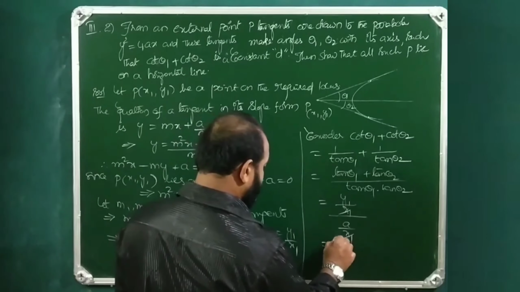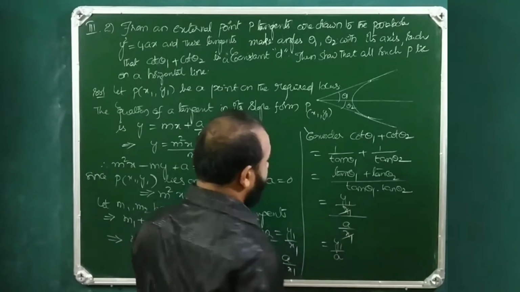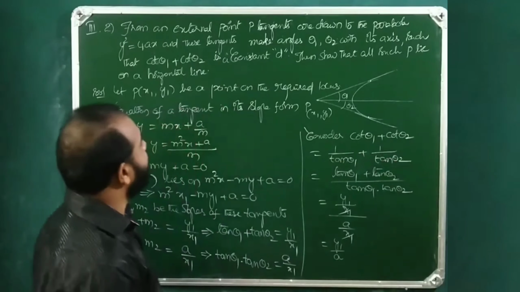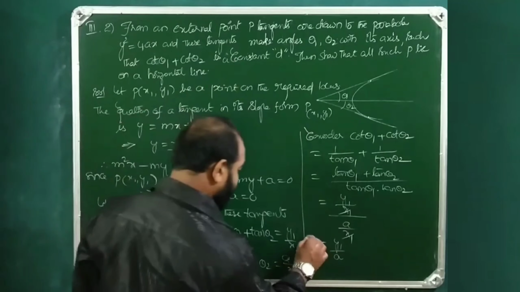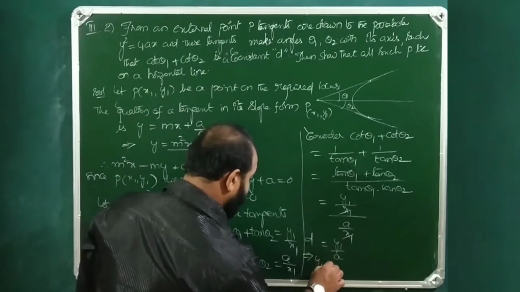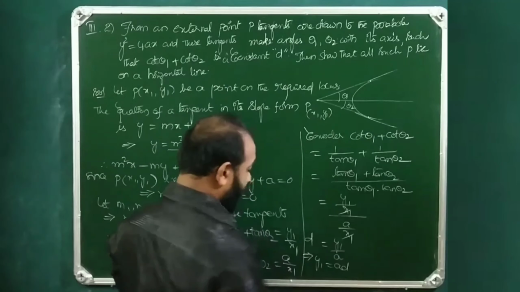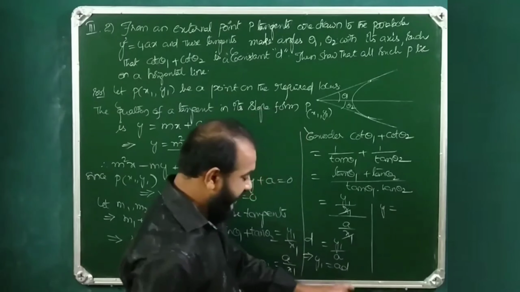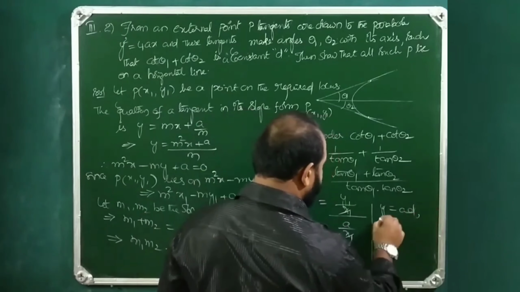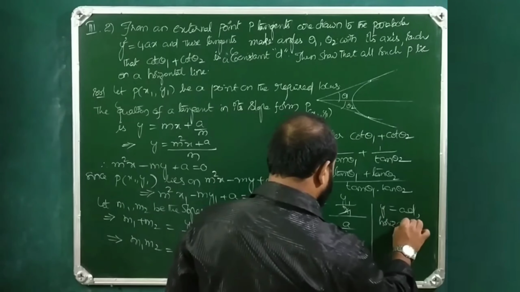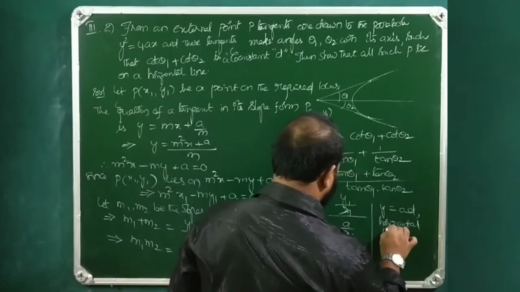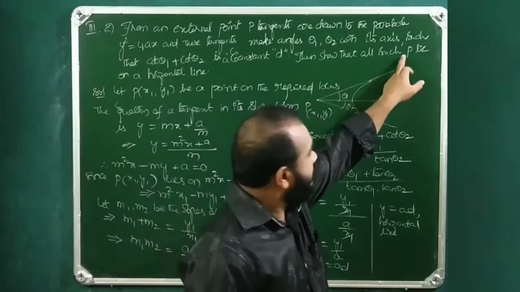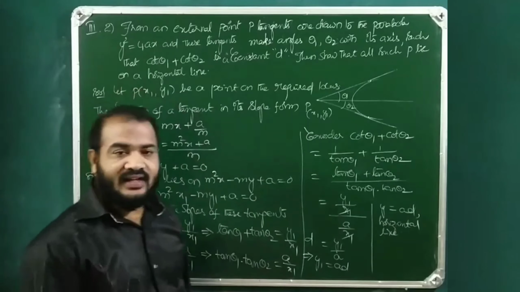So this is equal to y1 by a. And this cot theta 1 plus cot theta 2 is equal to a constant d, which is given. So from this, y1 equals ad. Therefore the locus of P (x1, y1) is y equals ad, which is a horizontal line. Therefore all such P lie on a horizontal line.